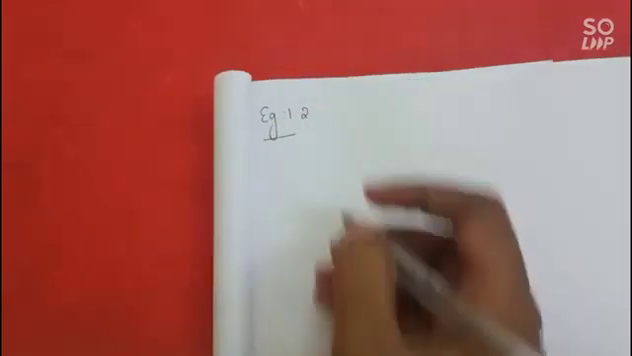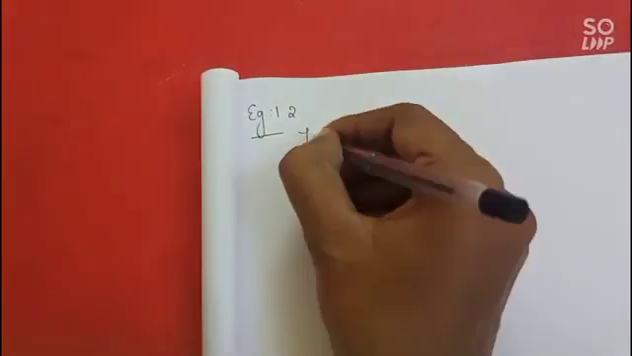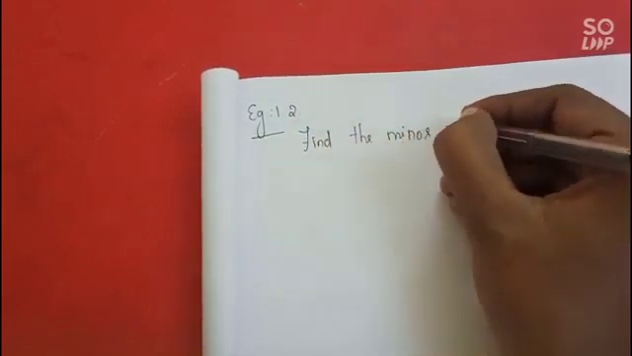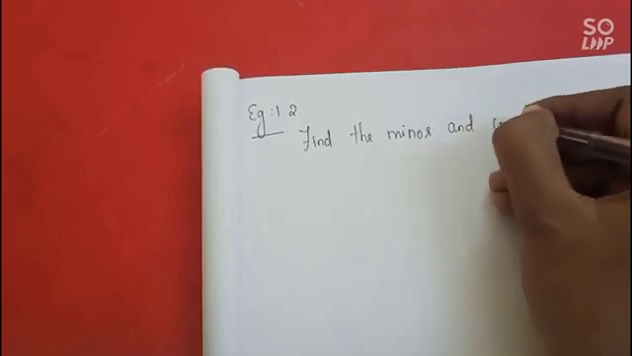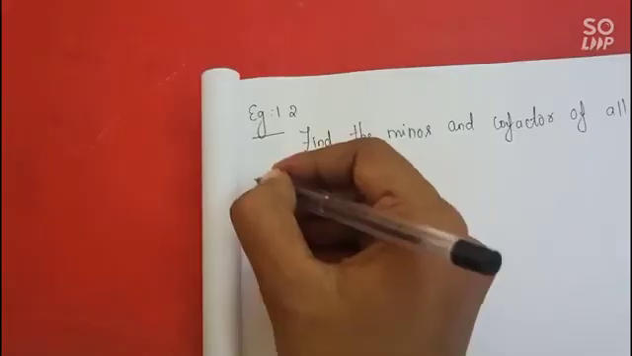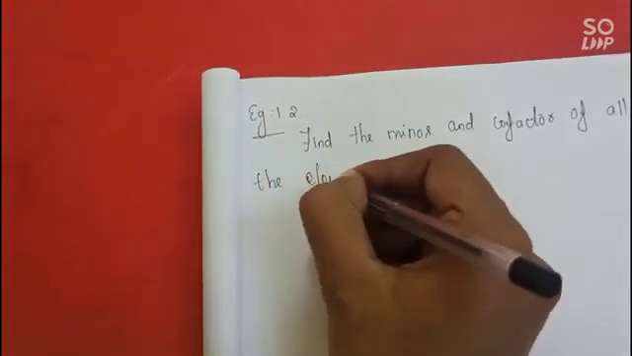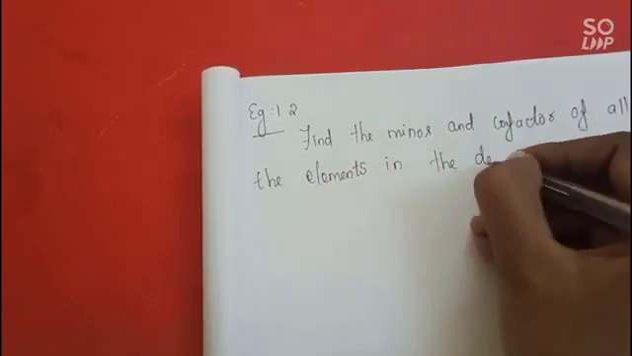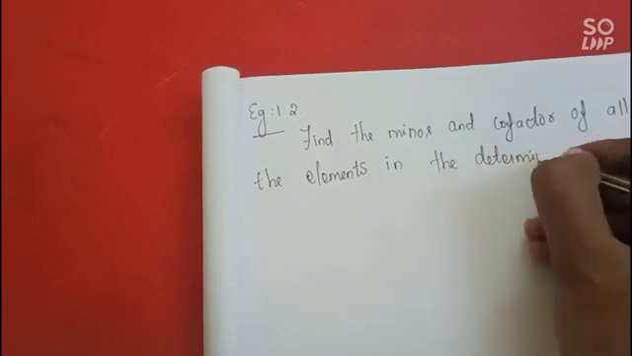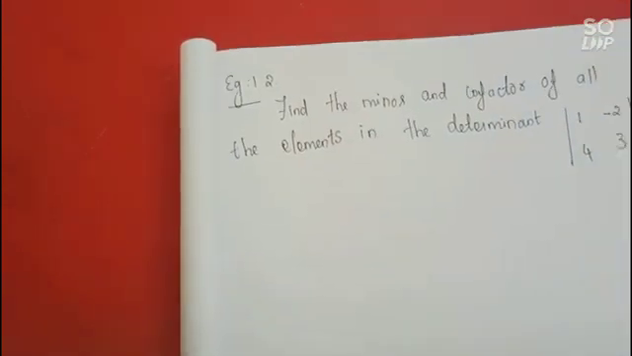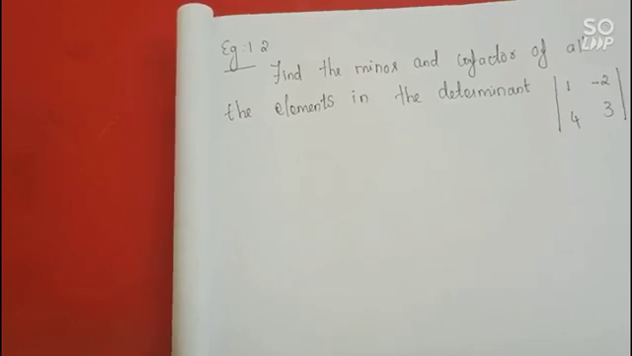Example 1.2. Find the minor and cofactor of all the elements in the determinant 1, -2, 4, 3. Okay, find the minor and cofactor of all the elements in the determinant.